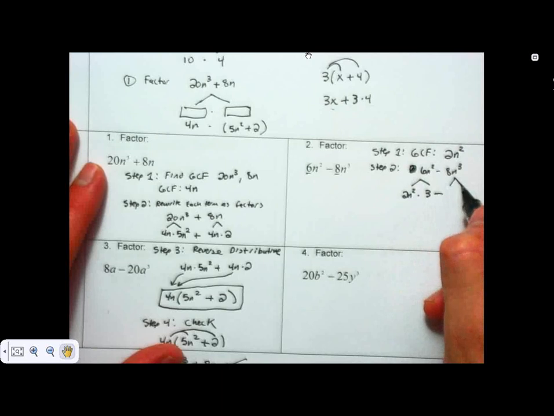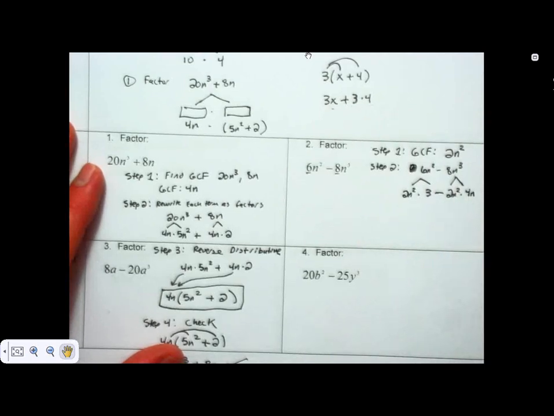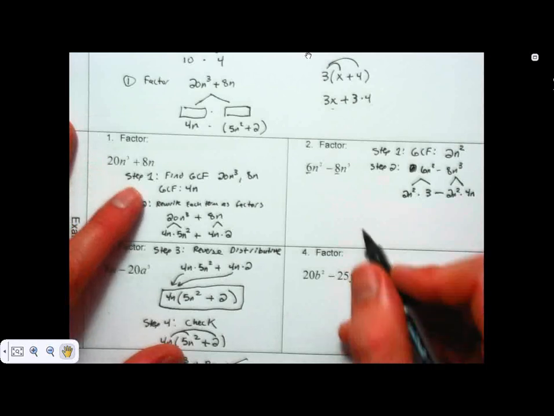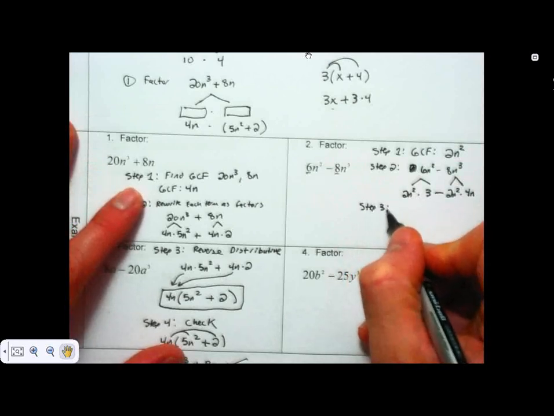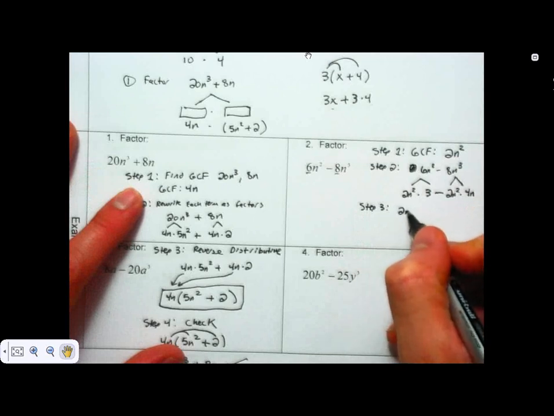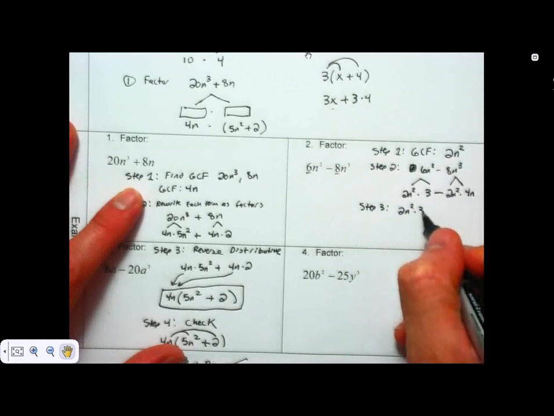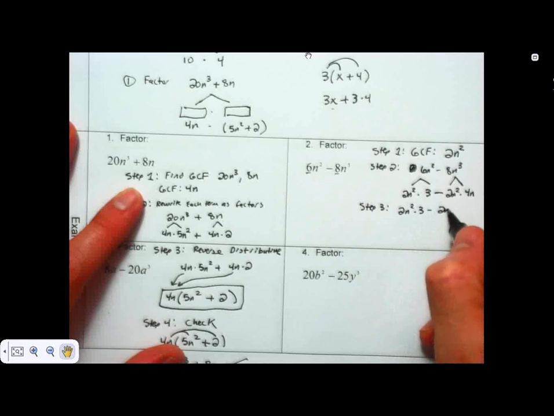And the 8n to the third can be broken down into 2n squared times, well, 2 times 4 gives me 8. And now I need to get 8n to the third, so I've already got n squared. That must mean I need an extra n here. Okay, then step 3 is the reverse distribute step. So I've got 2n squared times 3 minus 2n squared times 4n.